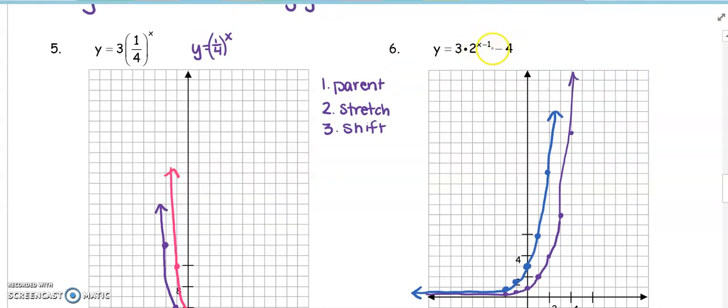Keep in mind when it's the x minus 1, anytime it's in a grouping symbol, anytime we were dealing with the quadratic or an absolute value, it was the opposite of what you would think. If x minus 1, we're actually moving to the right 1, and then it's the same thing as what we would see outside. We are moving down 4.